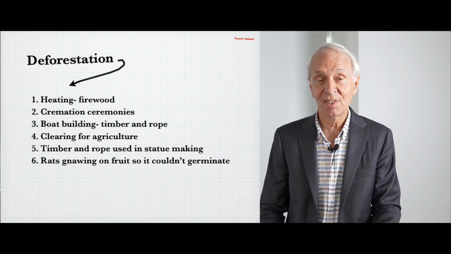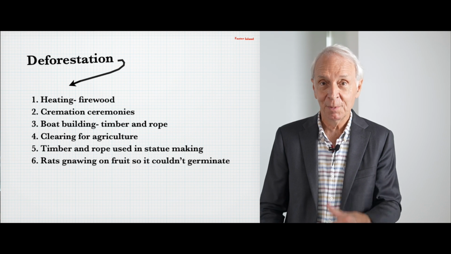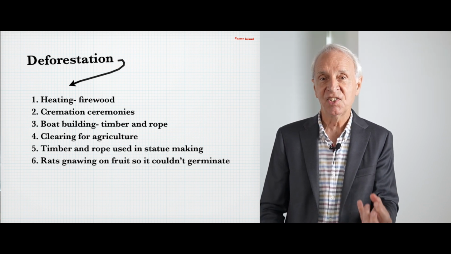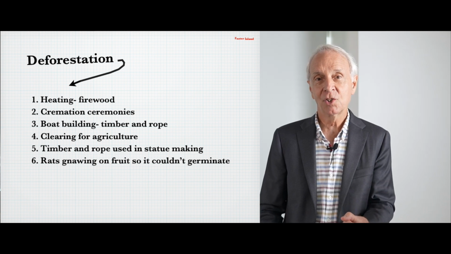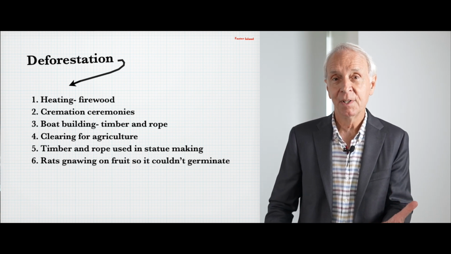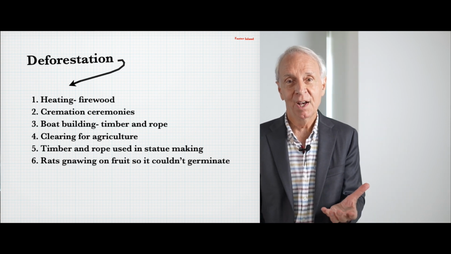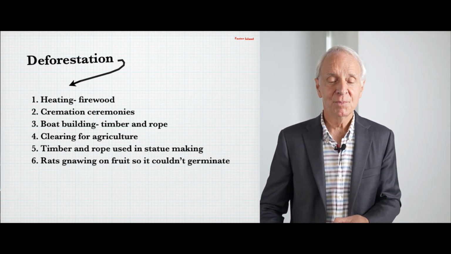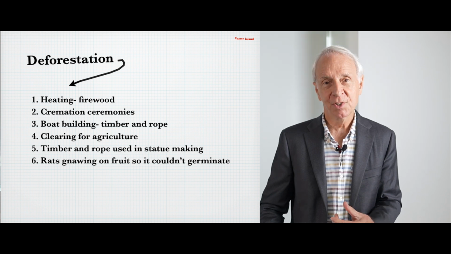They had rats that came in with them, with the human beings, and those rats would gnaw on the seeds and the fruit of the tree and make it so that it wouldn't germinate. And so new trees were not popping up because the rats were screwing up the seeds and what would have germinated a new tree. So they had terrible deforestation problems.